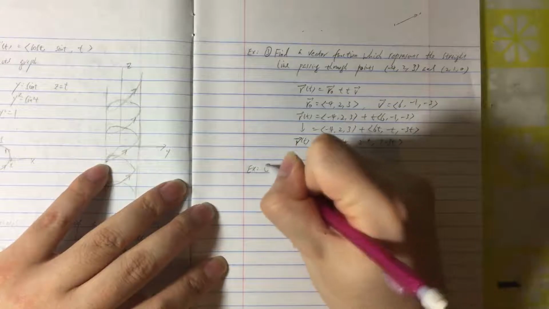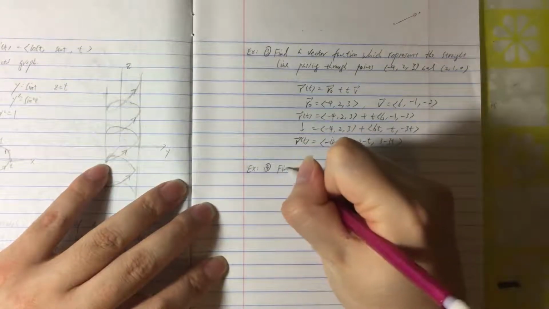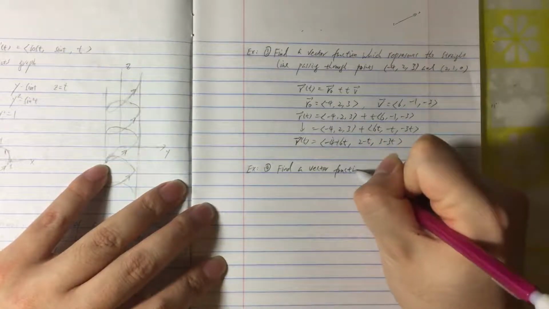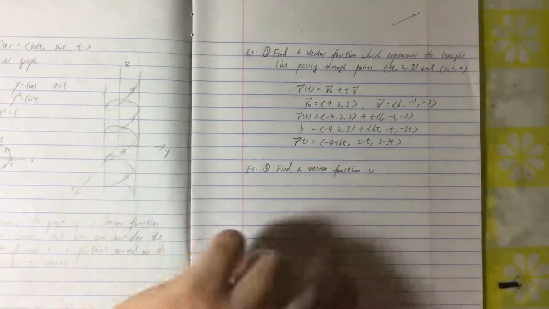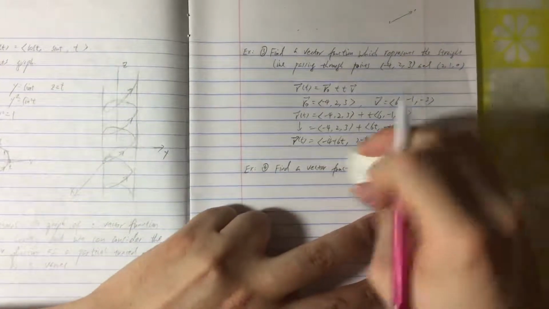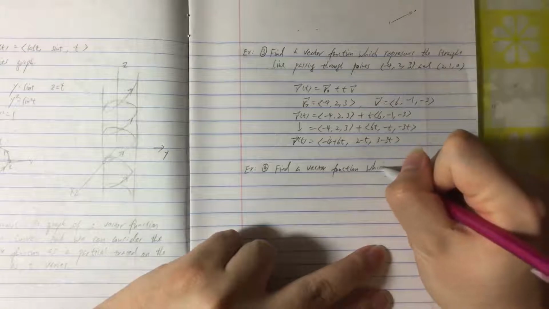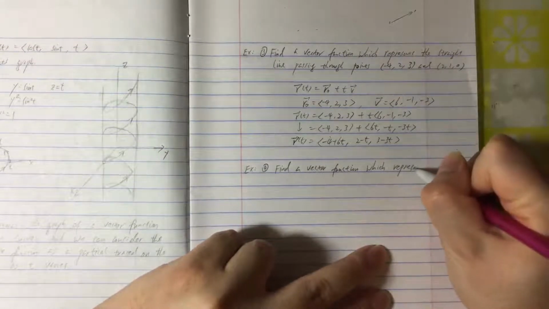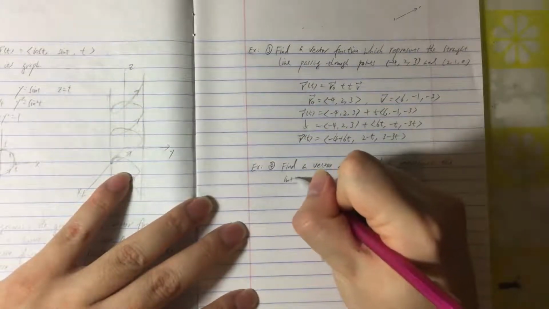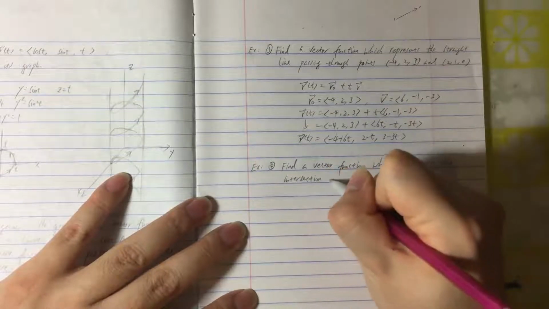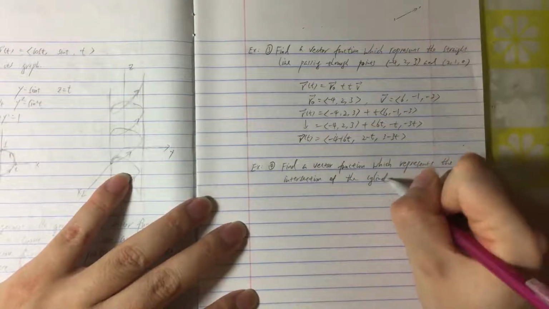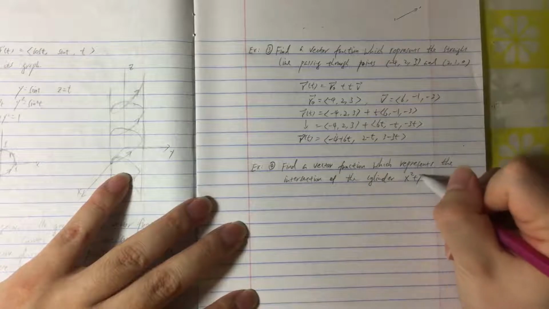Next example. Find a vector function which represents the intersection of a cylinder x squared plus y squared equals 4.